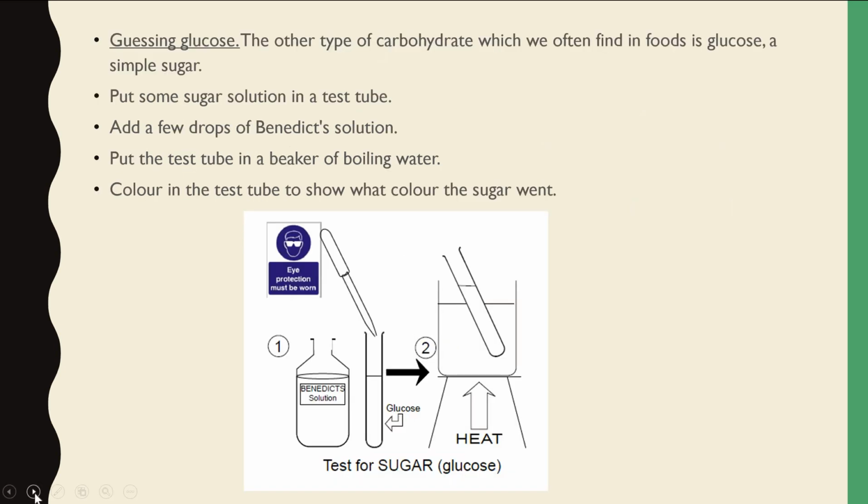So the second test that we're going to do is for glucose. So this is the other type of carbohydrate which we often find in foods. So glucose is a simple sugar. So to test for glucose, again, I'm going to show you a video of how we would do that using Benedict's solution.